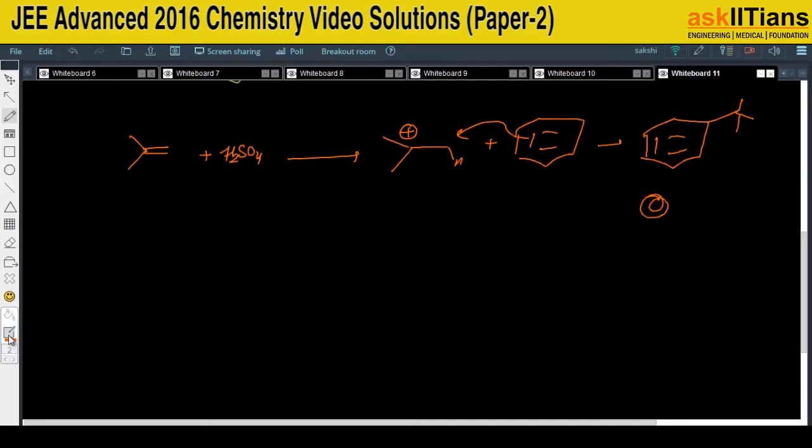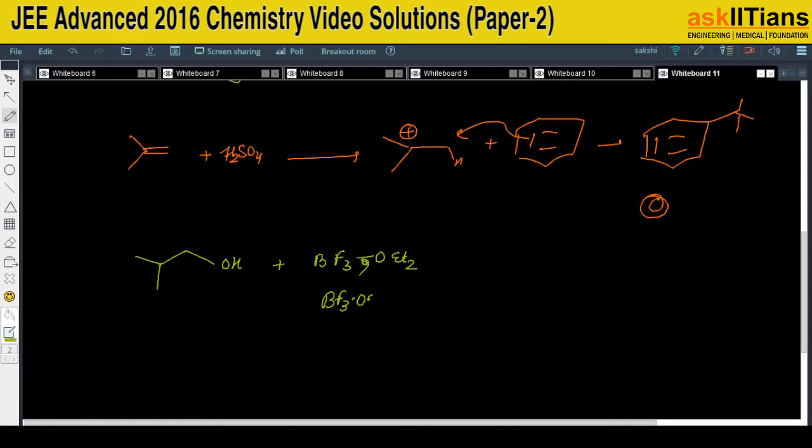And now it's time that we should come over to the last option. The last option is something like this. Let me draw it, and you are going to do its reaction with BF3OEt2. This has been taken as solvent, so you have taken it as BF3OEt2.